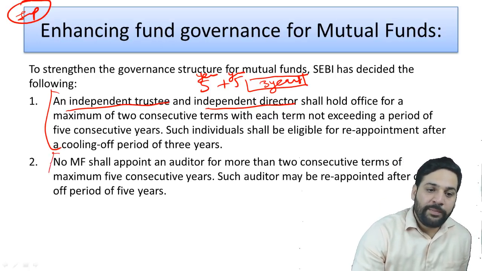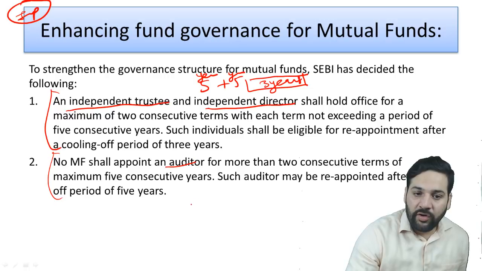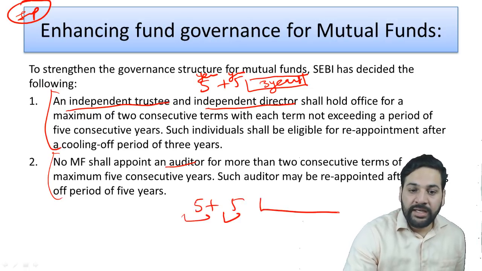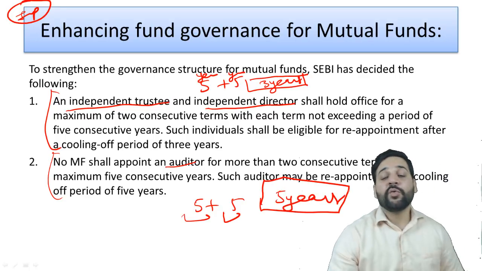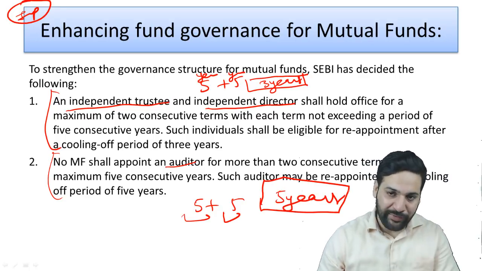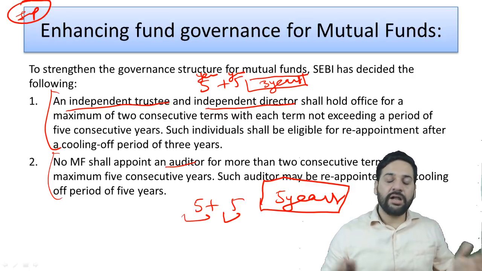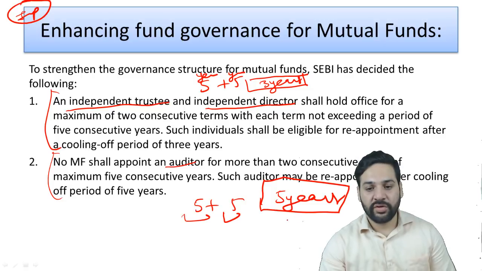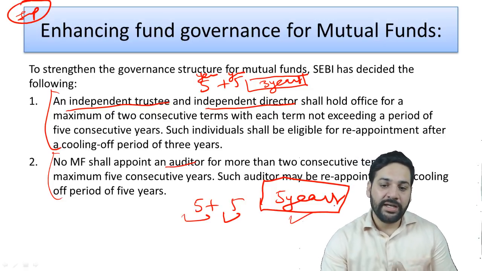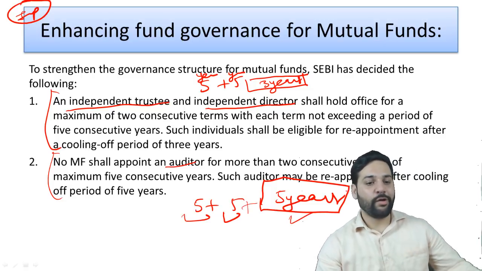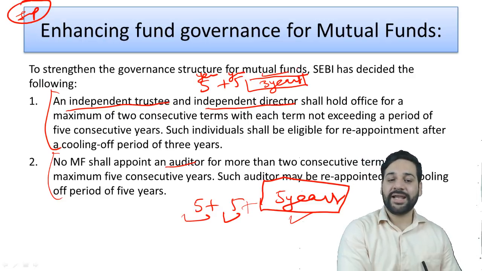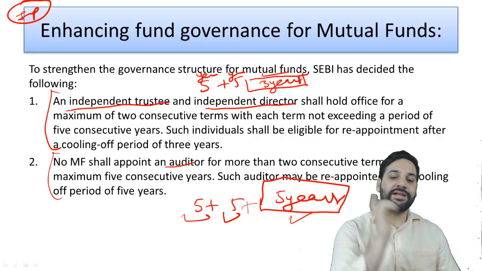That same rule applies to auditors. So an auditor can hold the office for 2 terms of 5 years, and then there needs to be a cooling off period of 5 years. In case of an auditor, the cooling off period is 5 years. During these 5 years, another auditor is to be hired, and after these 5 years of cooling off period, he can be hired again as an auditor. So that's really important. 3 years of cooling off period in case of independent trustee and director, and 5 years of cooling off period in case of an auditor.